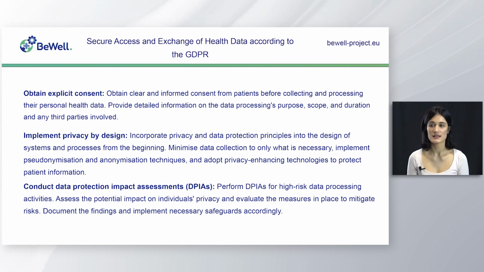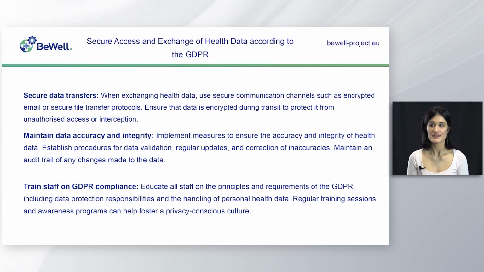3. Conduct data protection impact assessments. Perform DPIAs for high-risk data processing activities. Assess the potential impact on individuals' privacy and evaluate the measures in place to mitigate risks. Document the findings and implement necessary safeguards accordingly. 4. Secure data transfers. When exchanging health data, use secure communication channels such as encrypted email or secure file transfer protocols. Ensure the data is encrypted during transit to protect it from unauthorized access or interception.